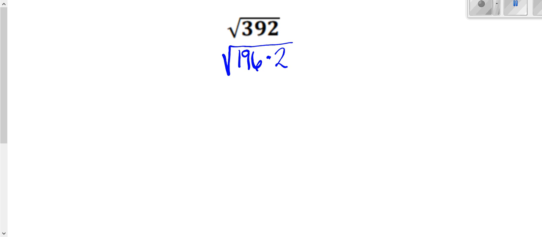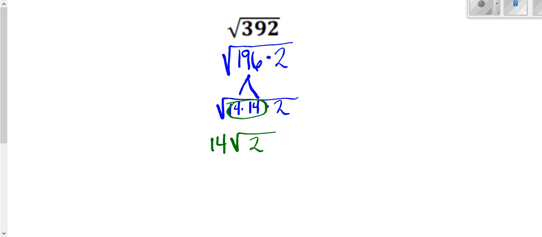So this is like the square root of 196 times 2. And I know the square root of 196 is actually 14. So I'm going to change this to 14 times 14 times 2. I can take out my pairs of 14. So this is 14 square root of 2.